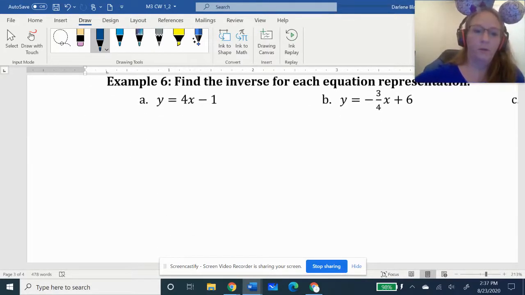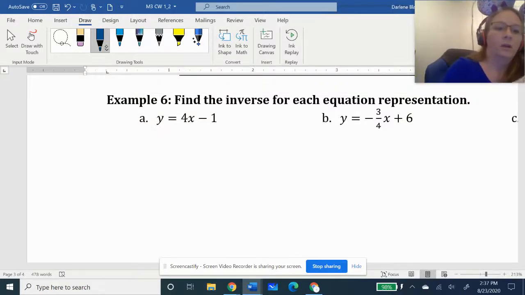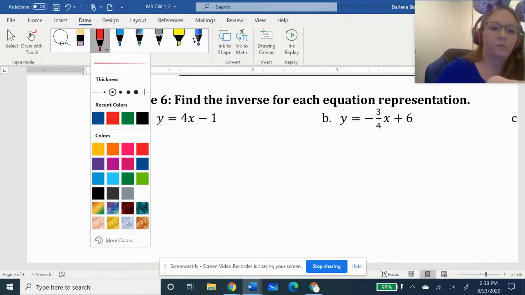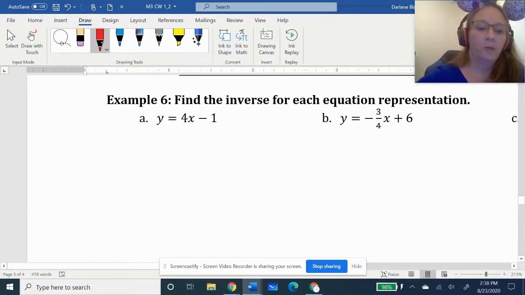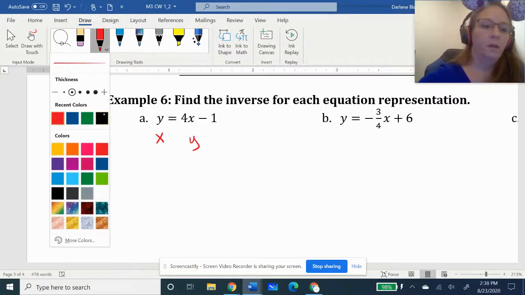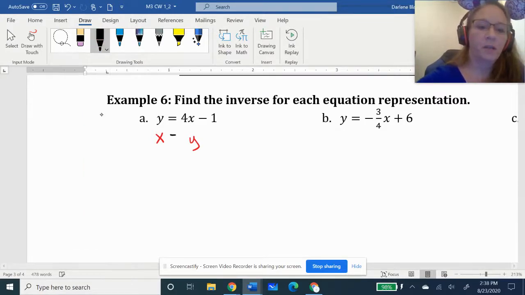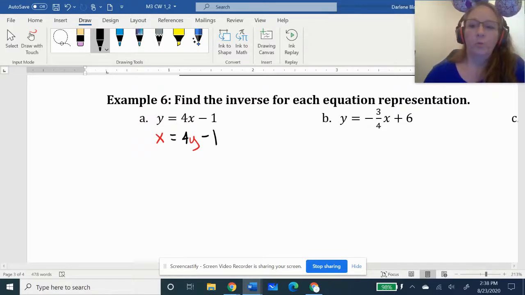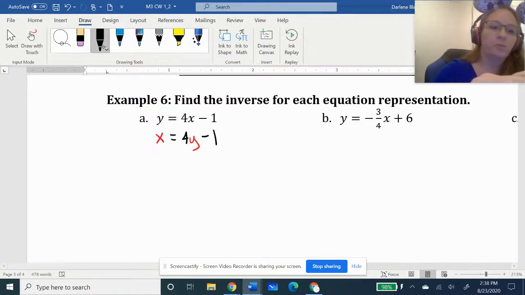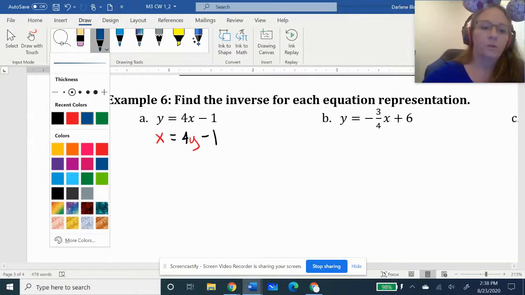So we're going to start with, I'm going to change over to a red color. I'm going to make the y become an x, and I'm going to make the x become a y. And then everything else, I'm keeping exactly the same. And now my goal is to isolate the y. When I'm isolating a variable in an equation, I am looking for the weakest operation. Weakest operation is subtraction.